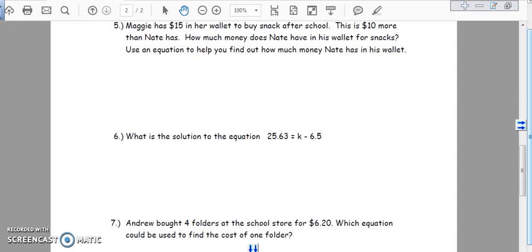5. Maggie has $15 in her wallet to buy a snack after school. This is 10 more than Nate has. How much money does Nate have in his wallet for snacks? Use an equation to help you find out how much money Nate has in his wallet. So again, just like what we did, Maggie has $15. That's 10 more than Nate has. So we have Nate and 10 more than it. Okay? Remember, more than means to add, and we don't know how much Nate has. So again, draw my line down the middle.